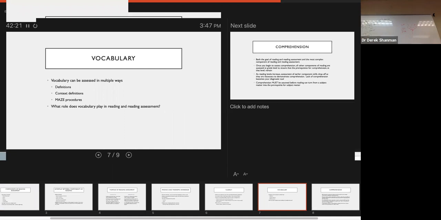Vocabulary. Vocabulary starts to get into the higher levels of these reading components. As an assessment, I always found vocabulary to be really challenging to get a good, accurate, meaningful assessment. When you're assessing vocabulary in the larger picture of assessment, not vocabulary as its own subject matter, but on an assessment, what might vocabulary assessment look like?